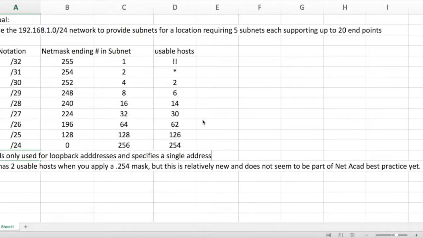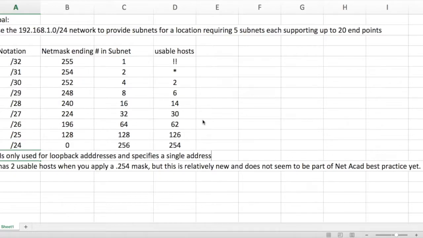Use Excel just as a way of recording what we're going to do here with this lab. So I've taken here an example. It's similar to the Net Academy exercise, but just using different numbers and slightly different wording. So let's talk through it.